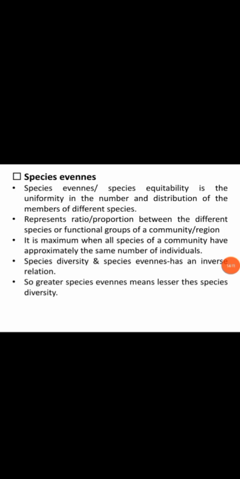That is, all species present in the same number. Species diversity and species evenness have an inverse relation. So greater species evenness means lesser species diversity.